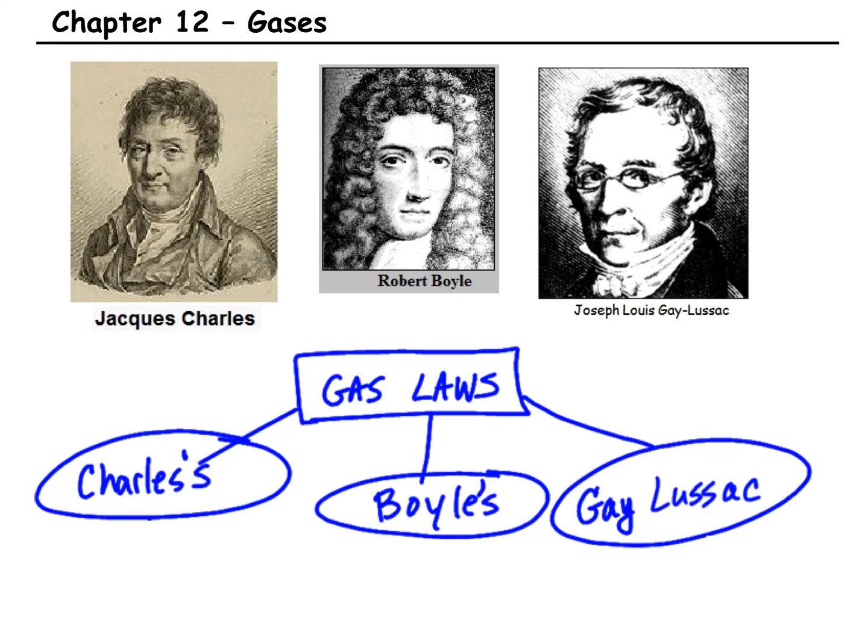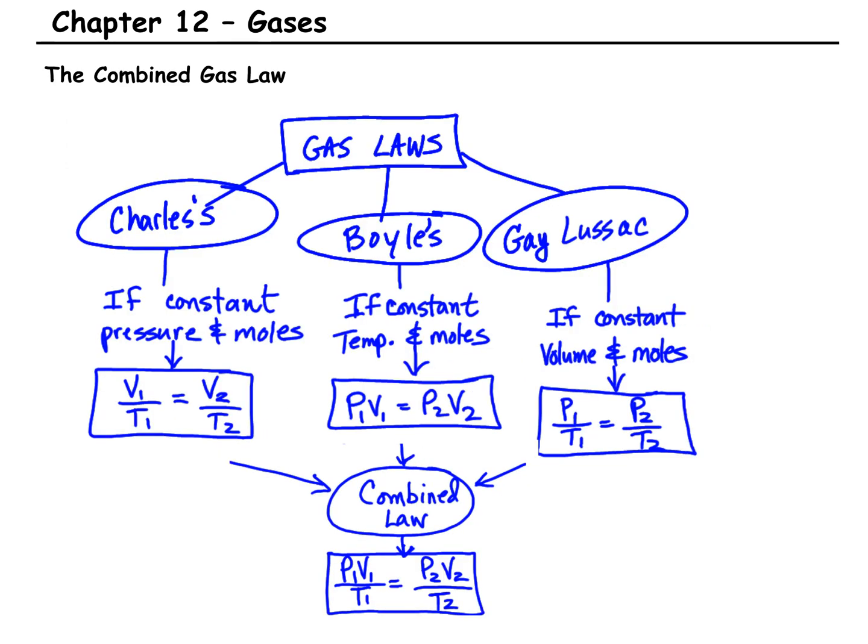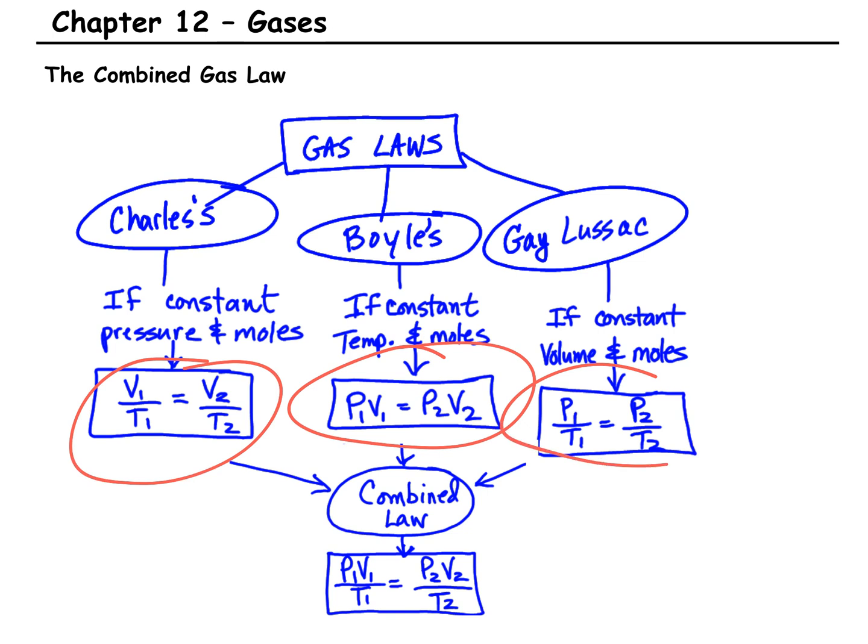So far, we've looked at three gas laws: Boyle's Law, Charles' Law, and Gay-Lussac's. Now, the next thing to do would be to put them all together in what is known as the combined gas law. So, Charles' law is volume and temperature, Boyle's is pressure and volume, and Lussac's is pressure and temperature.